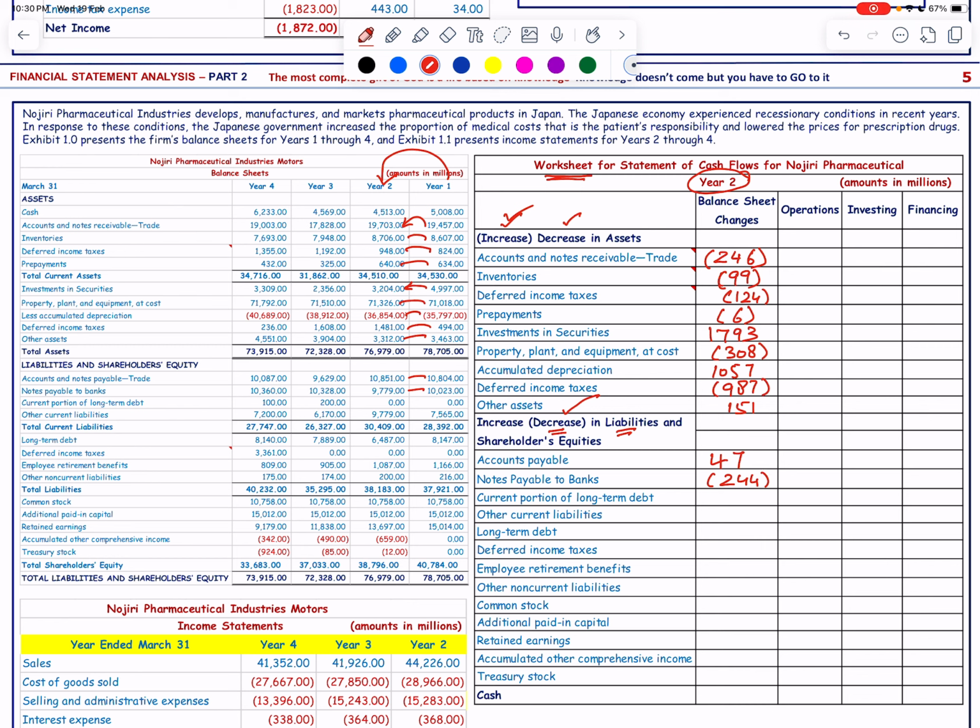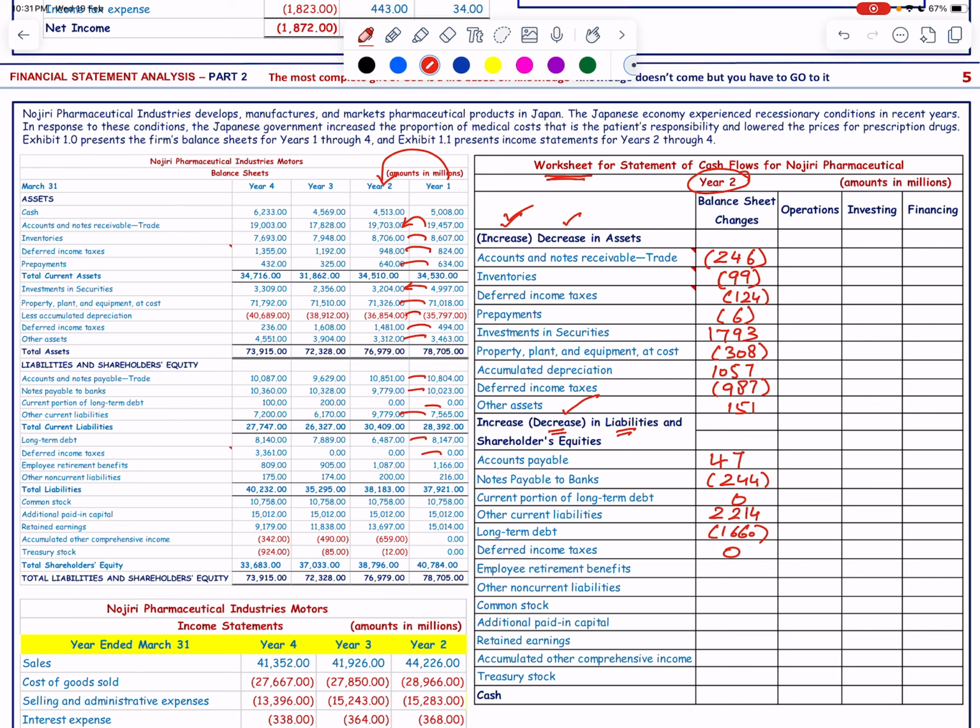Then the current portion of long-term debt, it is just 0 over here. Then there are other current liabilities, and there is a big increase of 2214. Next we have the long-term debt, and the long-term debt, there is a decrease, and this is a liability, we put it in bracket 1660. Then we have the deferred income tax, it is 0, so we just put the value over here.